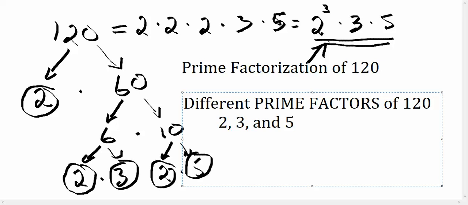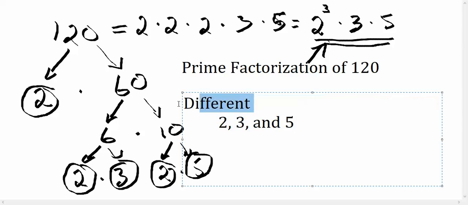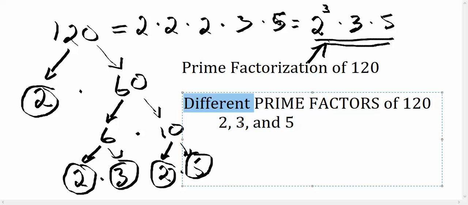So we would say that 120 has 3 different prime factors, even though there are, if you look up here, 5 numbers in its prime factorization. There are 3 2s, 1 3, and 1 5. So when we're considering the different prime factors of 120, we only take each of the prime factors once.